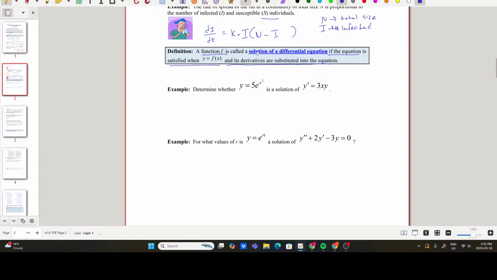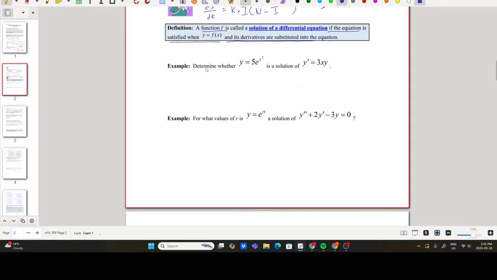A function f is called the solution of a differential equation if the equation is satisfied when y equals f(x) and its derivatives are substituted into the equation. We need to determine whether y equals 5e to the x squared is a solution of y prime equals 3xy. So how can we do this?